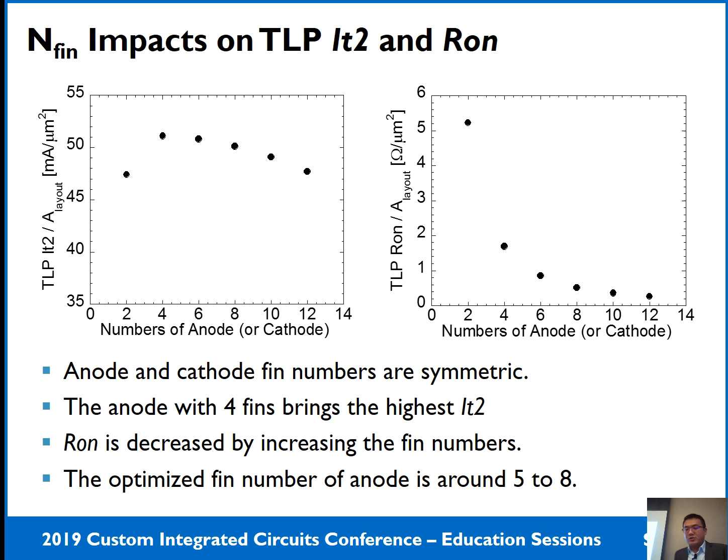But as I mentioned, this proposed solution is mainly used to solve the R-on issue. So we still need to look at the R-on result. The fin number will need to be around 5 to 8 to be the optimized result, because at this moment you will have a low R-on but still have a reasonable It2 per layout area.